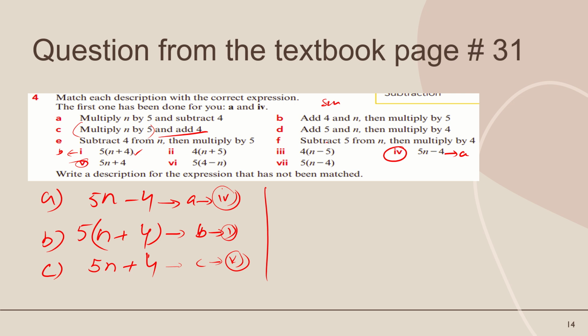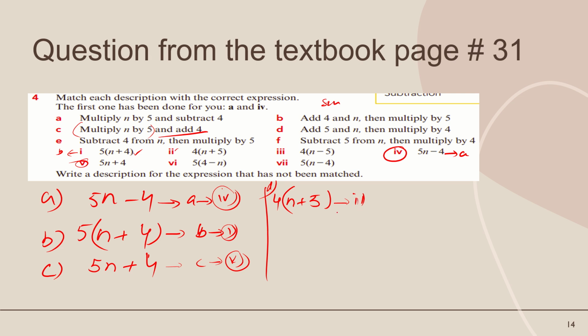Next one is about adding 5 and n, so n plus 5, then multiply by 4. This is part D. What is the correct option? 4n plus 5 is this one. This is all part D.